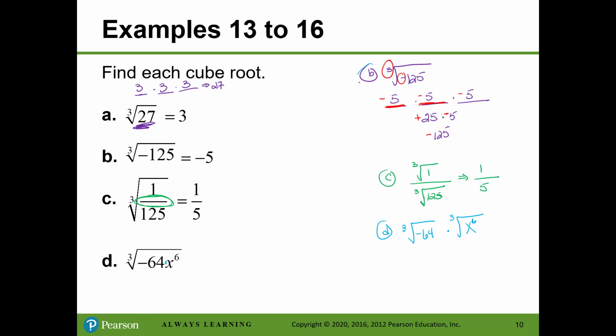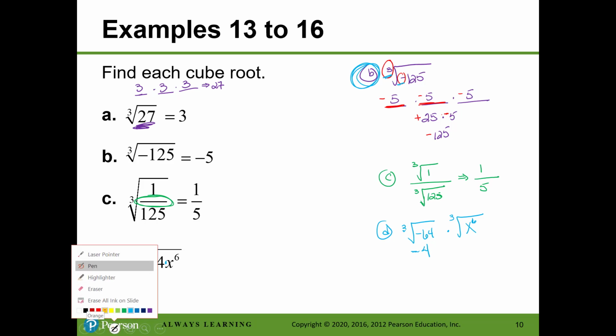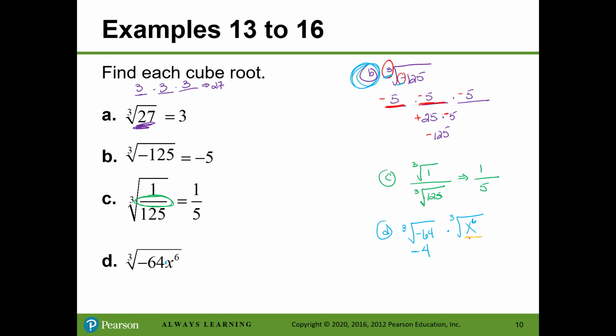Yes, because look at letter B. Letter B, I was able to take the cubed root of a negative number, and my answer was negative, wasn't it? Now, you need to find one number times itself 3 times. That is going to give you a 64. I'll wait. If you said 4, that's correct. Now, I want to look at those x's. How many x's are under here? That's right, 6 of them.